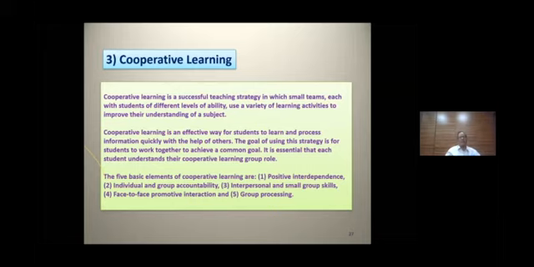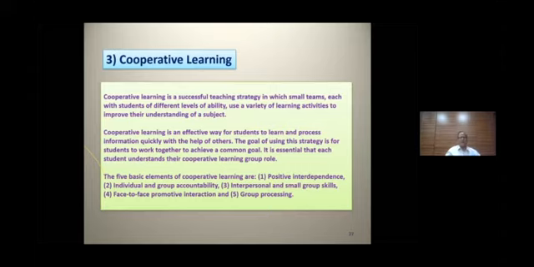Now, cooperative learning is a successful teaching method in which small teams are formed, and then they are requested to discuss among themselves in clearing their doubts and understanding the subject. Therefore, students will cooperate with each other and try to learn as much as possible within the limited time. Therefore, cooperative learning is an effective way for students to learn and process information.